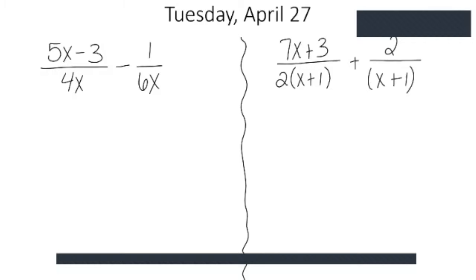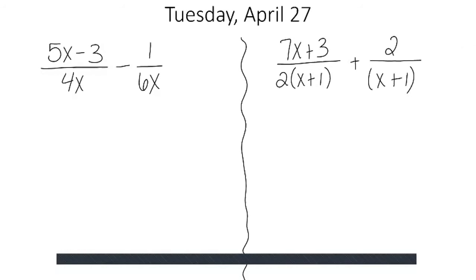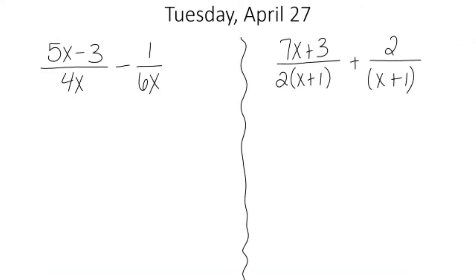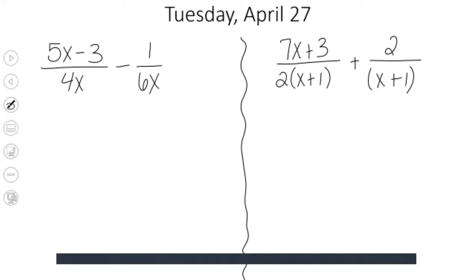All right, so let's start with the first one, okay? The first thing I know is that I have uncommon denominators. I can't do anything when adding and subtracting with uncommon denominators. So I have to figure out what they have the same.